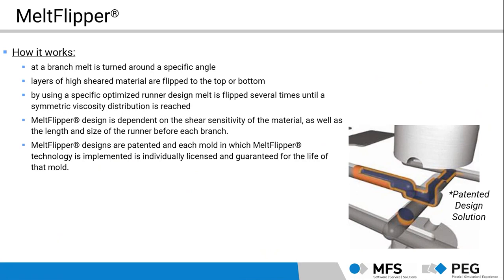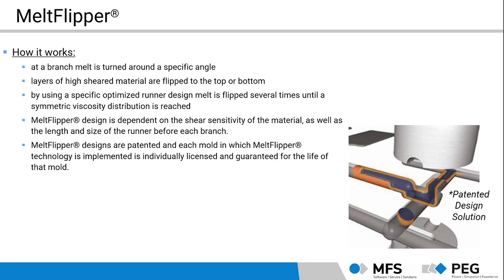So, what is the MeltFlipper technology now? The idea is to rotate the melt at a branch around a certain angle to change from what we called the left-right viscosity gradient, or left-right difference in viscosity, to an up-down difference. This is achieved by designing a height offset in the channel at each branch.